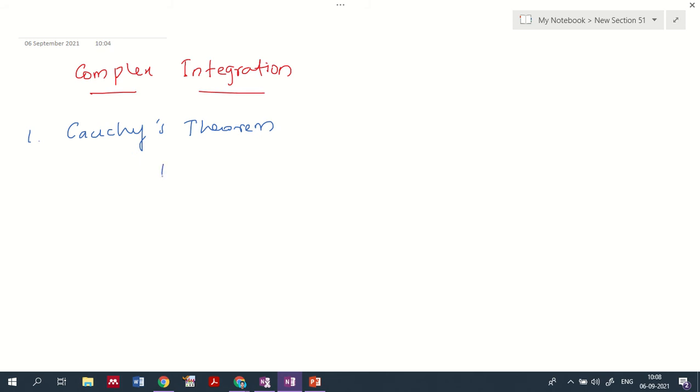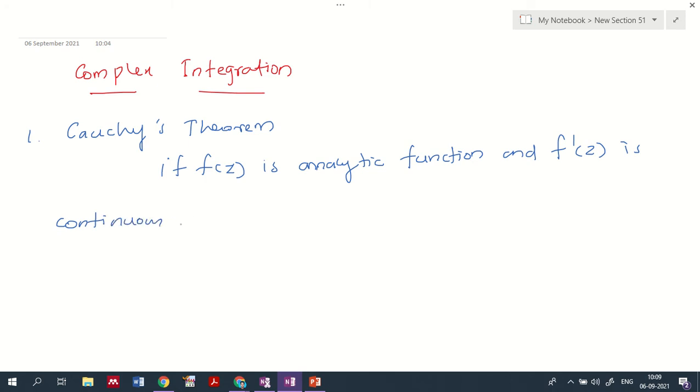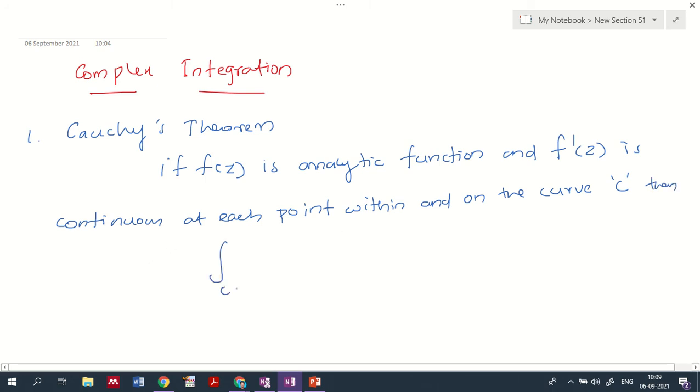Cauchy's theorem says that if f of z is an analytic function, and f dash of z is continuous at each point within and on the curve C, then the closed integral over C of f of z dz will be equal to 0. So this is Cauchy's theorem.